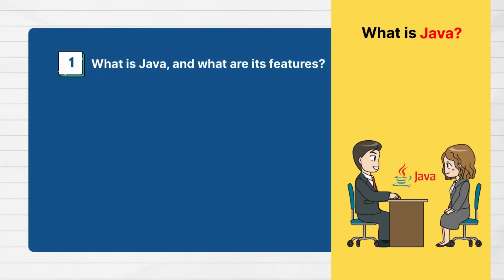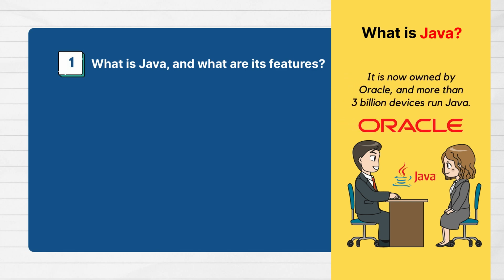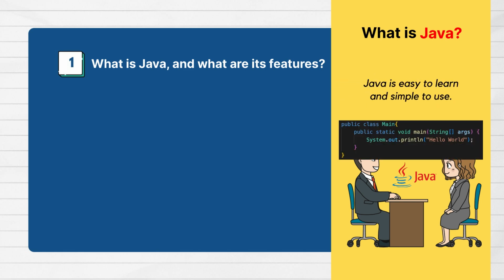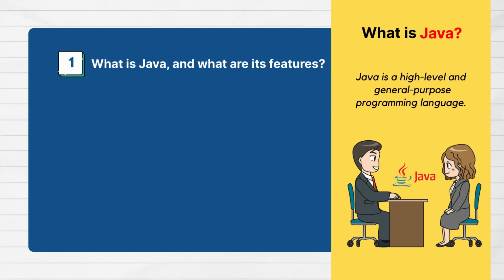What is Java, and what are its features? Java is a popular programming language, created in 1995. It is now owned by Oracle, and more than 3 billion devices run Java. Java is easy to learn and simple to use. Java is a high-level and general-purpose programming language.